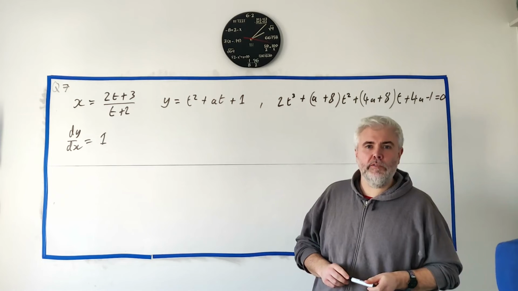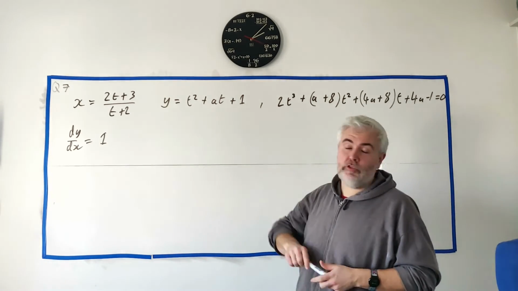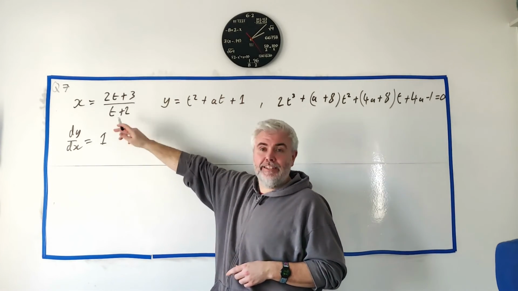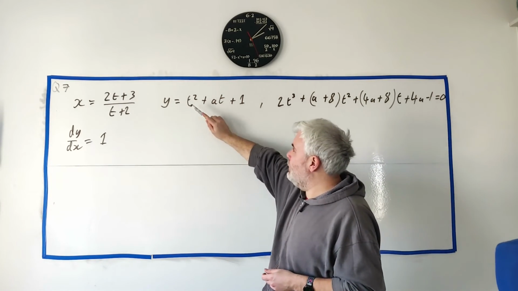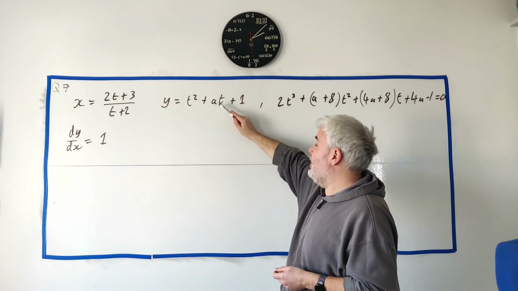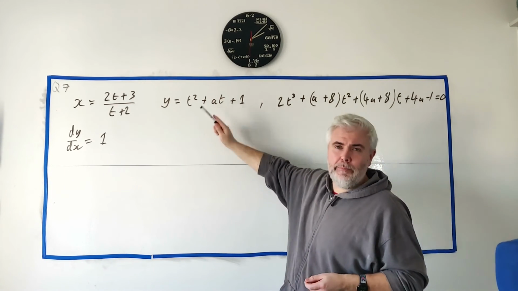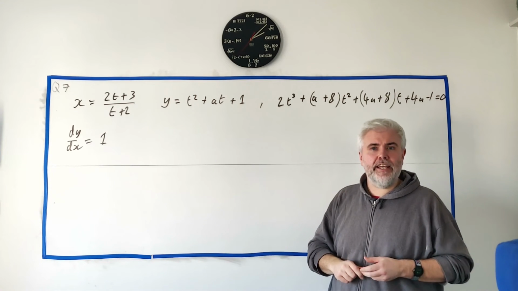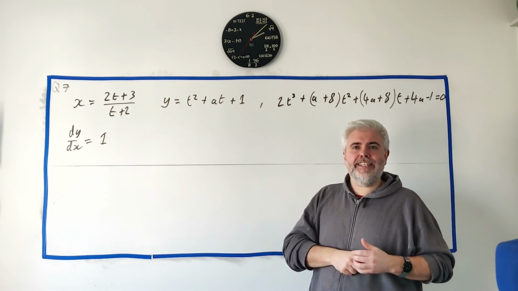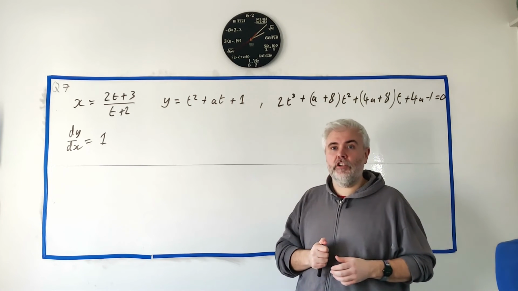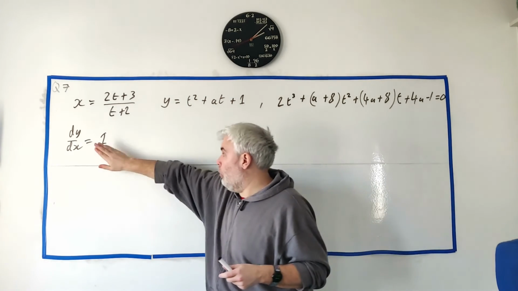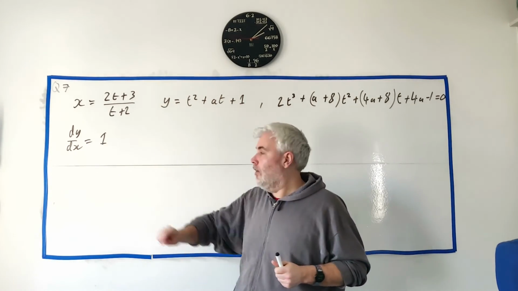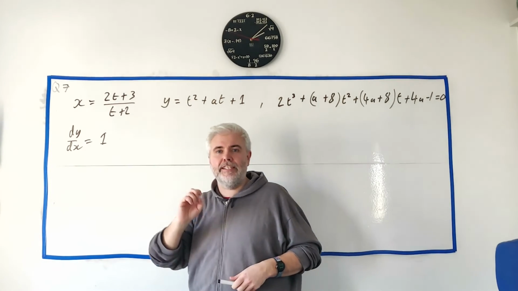Question 7 revolves around this set of parametric equations. x is equal to 2t plus 3 divided by t plus 2, and y is equal to t squared plus at plus 1. So we're missing something in this equation. So they tell us a is a constant, and they give us one more clue. They tell us it's given that at the point P on the curve, the gradient is equal to 1. So at P, the gradient dy dx is equal to 1.